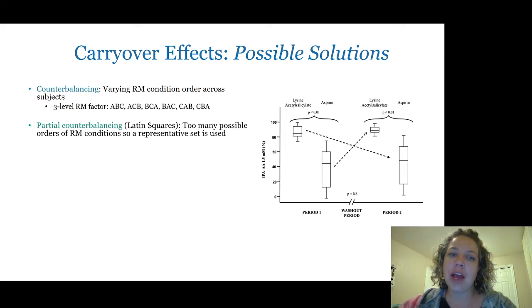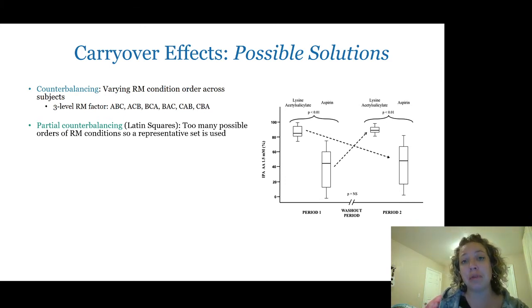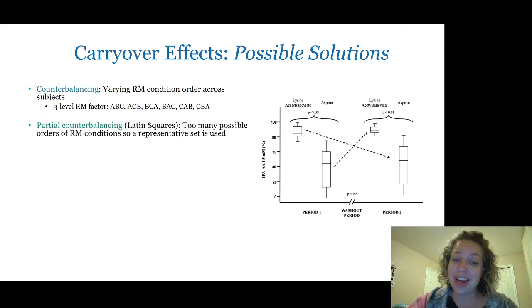So that's another way to avoid carryover, by counterbalancing. And it's called partial counterbalancing when we only have some of the orderings. But some is better than none, and we want to do it in a balanced way.